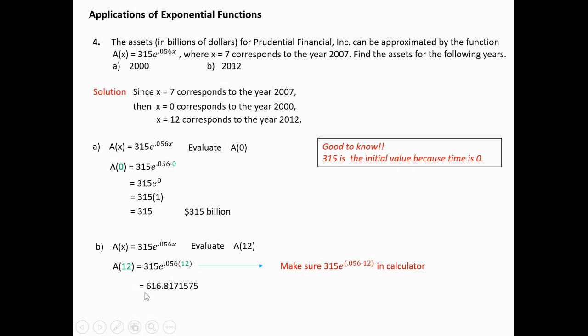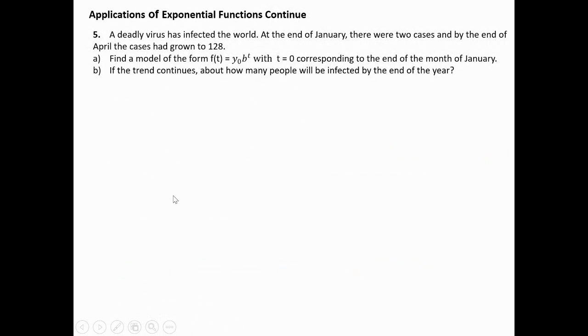So again, this will give us 616.8171575. So that becomes about $616.8 billion. Okay. Now this is number 5.